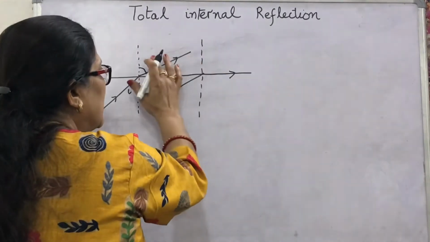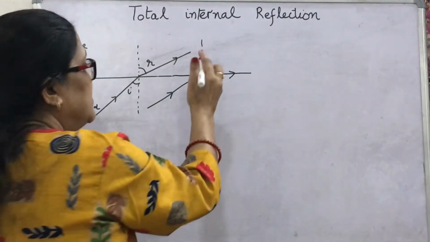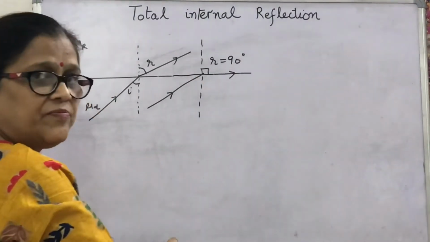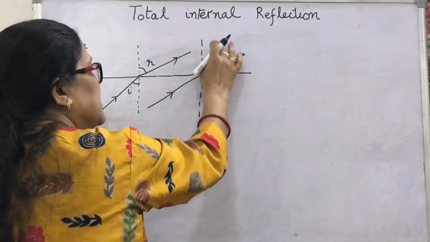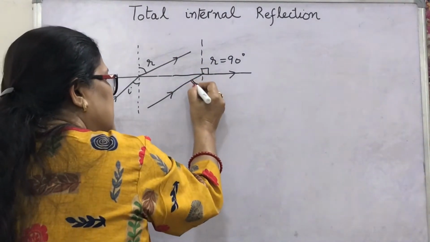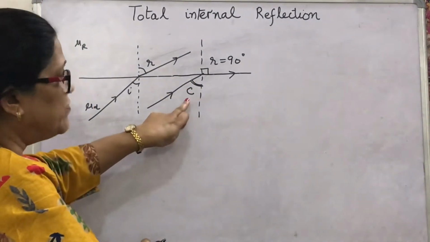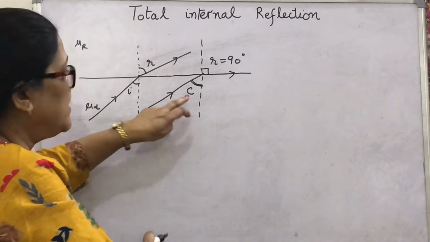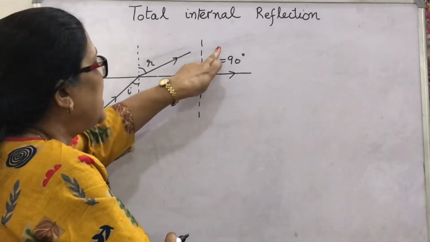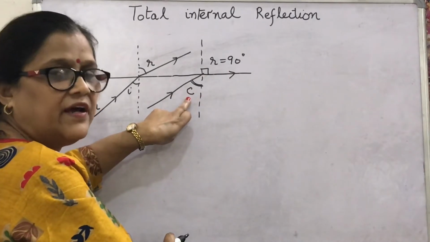Now what is the angle of refraction here? How much? 90 degrees. Then the angle of refraction in the rarer medium is 90 degrees. If a light ray enters from denser to rarer medium, then the angle of incidence in the denser medium is called the critical angle. This is the definition of critical angle: that angle of incidence in the denser medium for which the angle of refraction in the rarer medium is 90 degrees. That angle of incidence is called the critical angle.